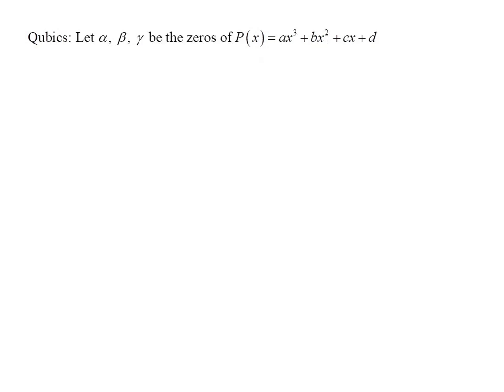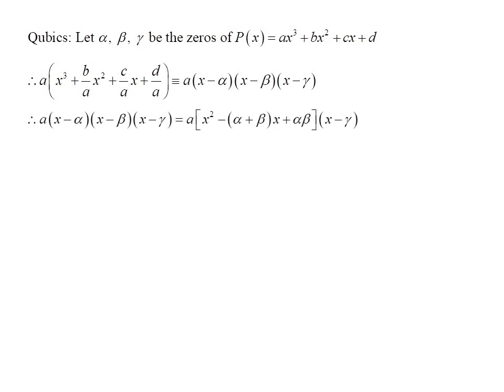Now we are going to deal with the cubic polynomial. A standard form of the cubic polynomial is used, and we assume that alpha, beta, and gamma are the zeros of this cubic polynomial. The standard cubic polynomial is said to be equivalent to the form of a times (x minus alpha) times (x minus beta) times (x minus gamma).